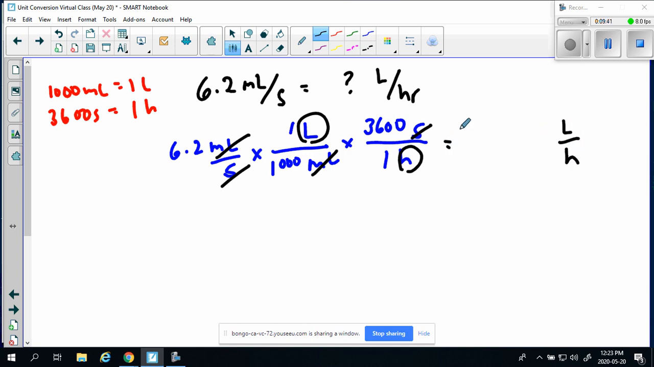Okay, so 6.2 divided by 1,000 times 3,600, 22.32. If you got it wrong, you flipped something. Something got flipped, and I'm willing to bet it's probably this one.